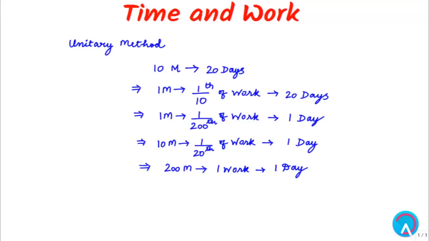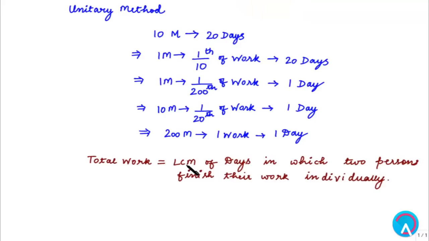Here, instead of finding one person's work in 1 day in fractions, we can use one more method. In this method, we assume that total work is equal to the LCM of days in which two persons finish their work individually. This will lead to non-fractional values for their 1 day's work, and non-fractional values are easier to handle. Let's understand this with the help of an example.